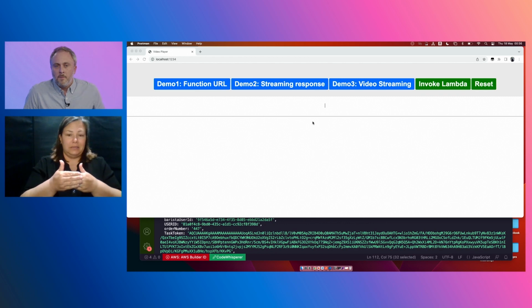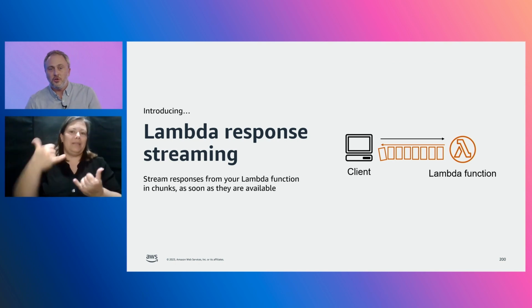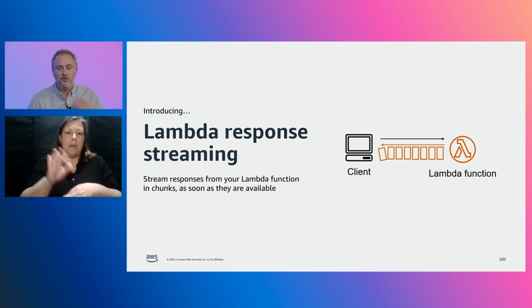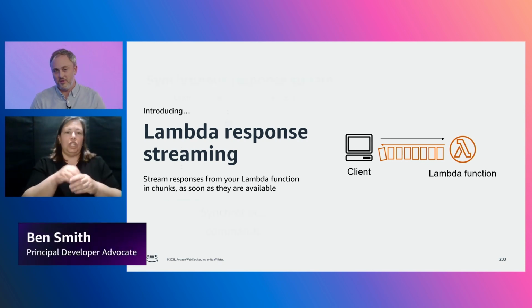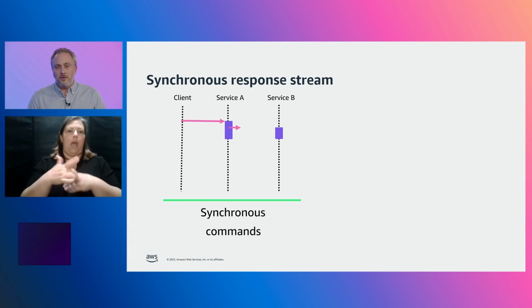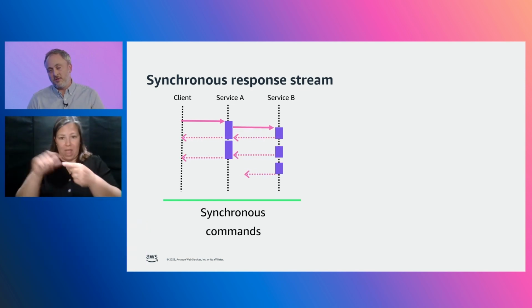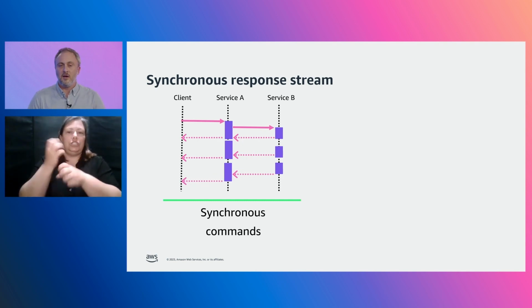Lambda response streaming is something that we introduced, I think, a couple of months ago, and this is a really interesting feature that Lambda now offers, right? This allows you to stream responses back from your Lambda function to the client, okay? And you can stream those responses in chunks as soon as they're available to you. So this is what it looks like, right? I make my invocation to Lambda or service A. That might call downstream to service B. And then the response starts to get chunked up and sent back in buffers or in chunks as soon as it's available back to the client.